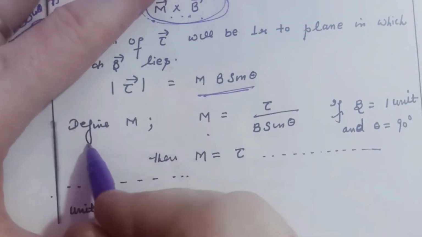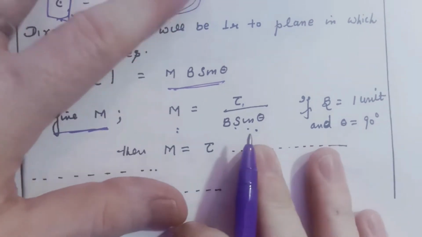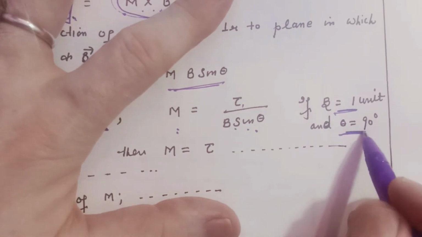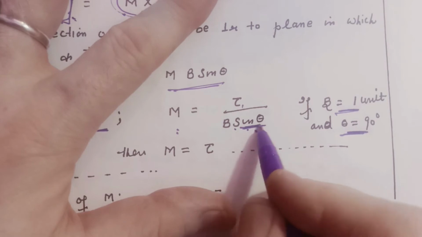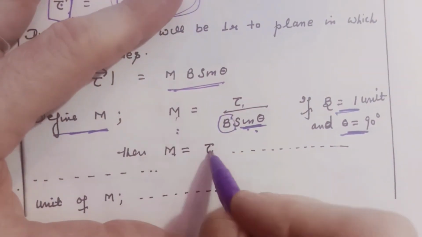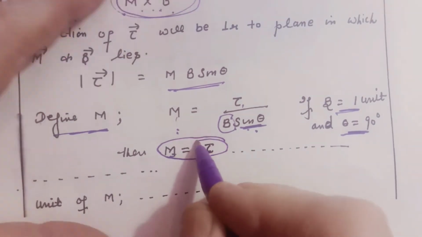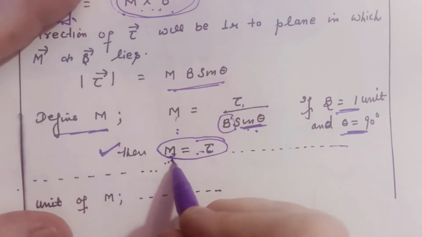What is now the definition of m? m becomes torque over B sine theta. So if B is 1 unit and your magnet is at 90 degrees to the field, sine 90 becomes 1, B is 1 unit, then the magnetic moment becomes equal to the torque. Now here you define the magnetic moment of the magnet.